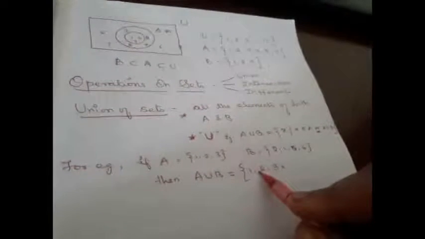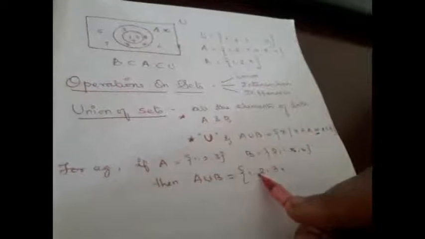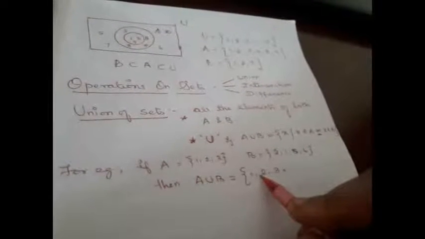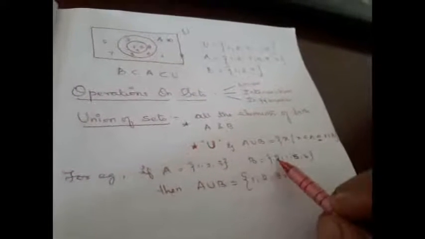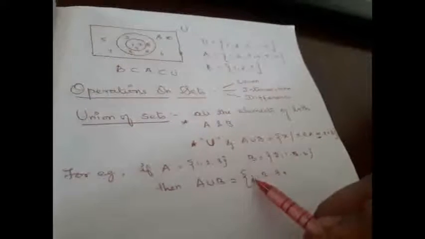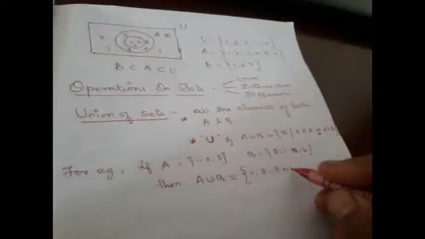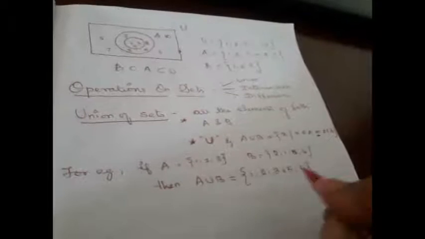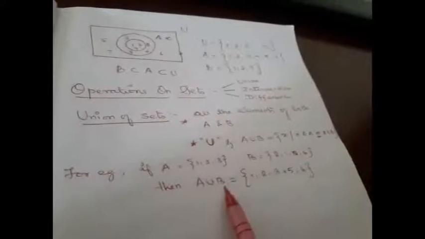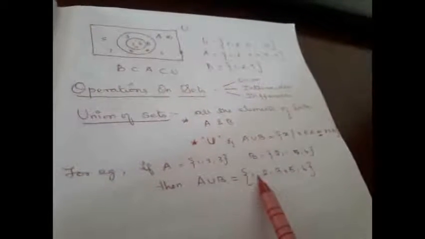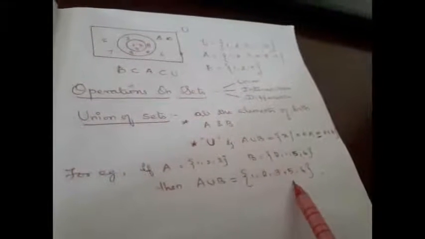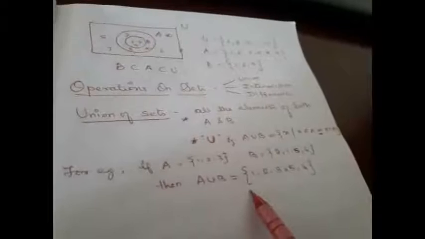As we know, the basic definition of a set itself says the elements are distinct. That is, there is no necessity for repetition, right? So we are not going to repeat this 2 and 1. Then move on to 5 and 6. So A union B includes the set of all x such that x belongs to A or x belongs to B. This is called the union of two sets.